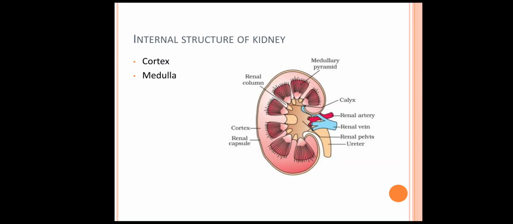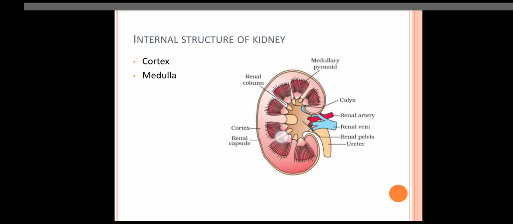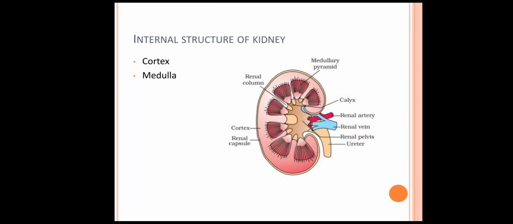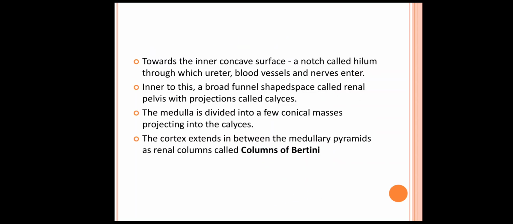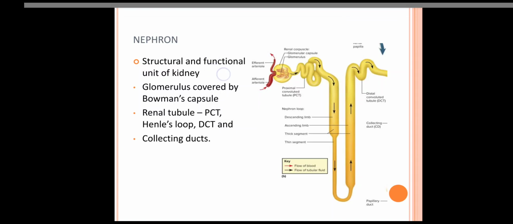Now, the cortex is extending between the medullary pyramids, and the cortical region between the medullary pyramids is called the column of Bertini. We know that each kidney consists of approximately 1 million nephrons. Nephrons are the structural and functional unit of the kidney.